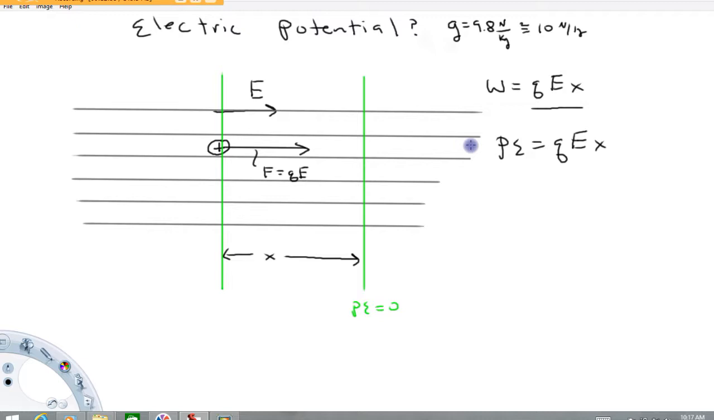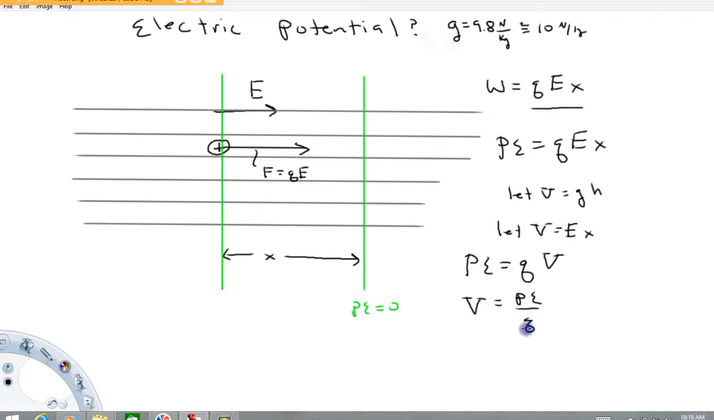Now, similar to what I did earlier, when we were talking about gravitational potential, you remember I said, let's let V equal g times h. Previously in the video, I did that, and I'm going to do a similar thing here. Notice this is field strength times distance. Now I'm going to let this V equal the field strength times the distance. And we can rewrite this term: potential energy equals charge times this big V here. Now if you solve this for the capital V, we get potential energy over charge.